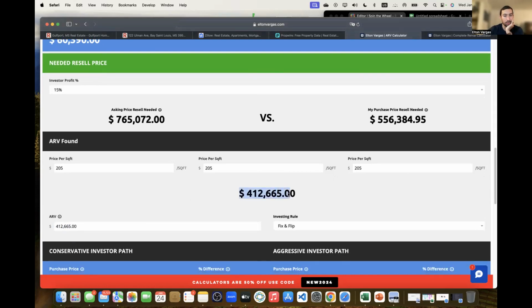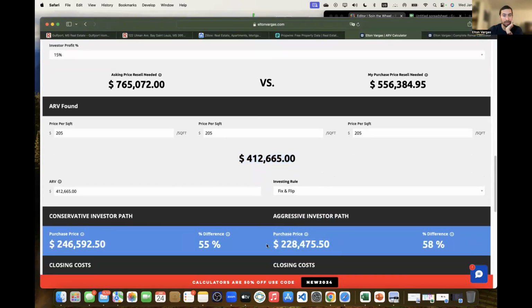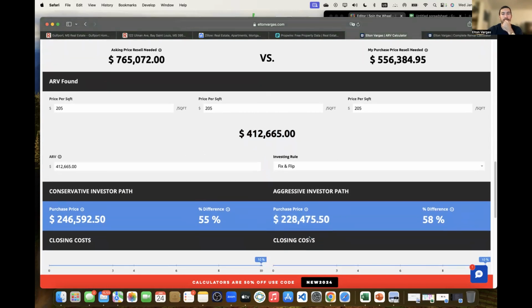And based on that ARV, if I have to play with that ARV, this is how much I will get the property under contract for, me as an end buyer. Then of course, if I want to wholesale, I need to add my wholesale fee into this. So if I want to make $10,000, $20,000, then I gotta subtract 10 or $20,000 from my offer.